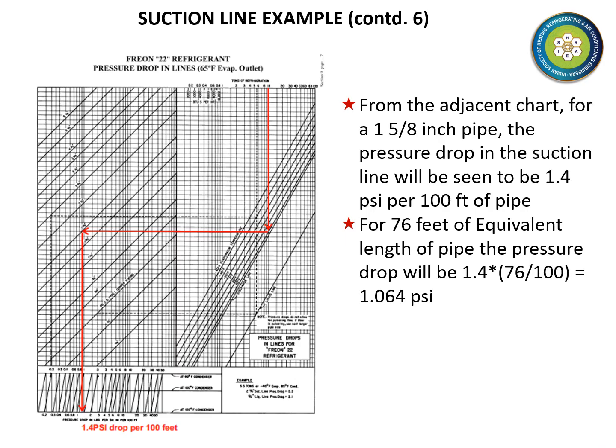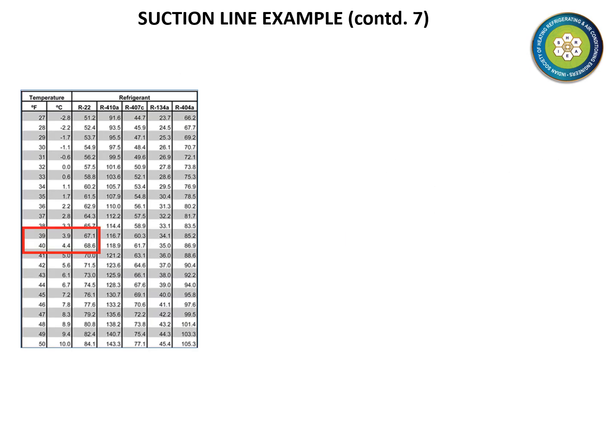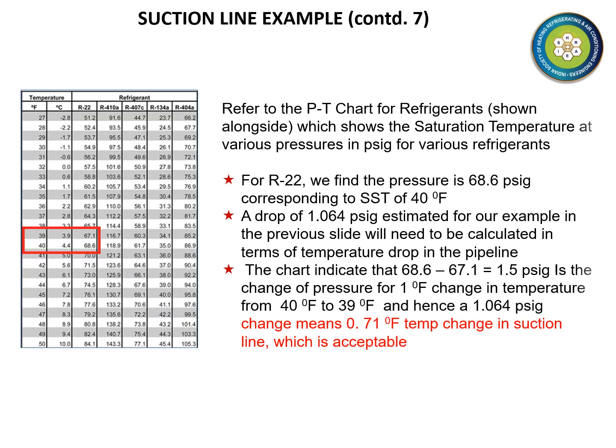From the Freon 22 chart shown on this slide, we estimate the pressure drop in the suction line to be 1.064 psi. On this slide, it is shown that the 1.064 psi pressure drop translates to a saturation temperature drop of 0.71 degrees Fahrenheit, which is acceptable.